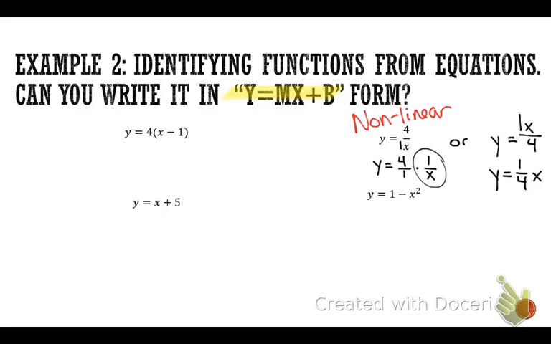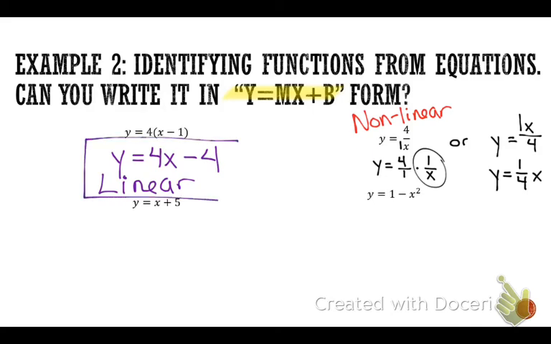All right, Gabe, what'd you get? Y equals 4x minus 4. Is that in mx plus b? Absolutely. So this is linear. This is definitely linear. Here's what you can't do on your homework or a quiz or a test. You can't just say linear without any kind of proof. Your proof is that you wrote the equation. Okay? Well, look at the next one down. Y equals x plus 5.